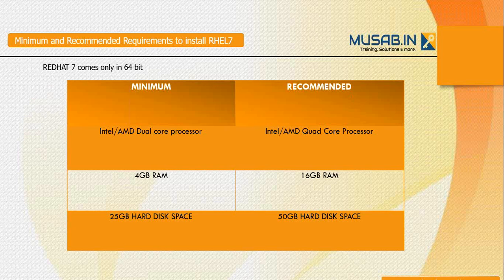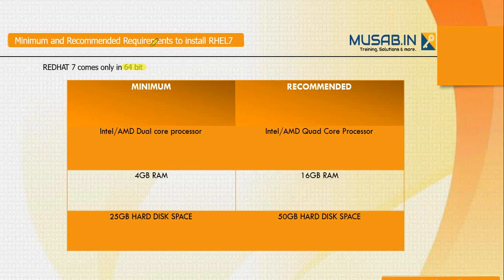Basically there are two types of installation, two types of recommendation and minimum requirements that we need to follow in order to install Red Hat 7, and those are like this. The first thing we have to understand over here is that Red Hat 7 only comes in 64-bit. You don't have any 32-bit version for Red Hat 7. It is only available in 64-bit.